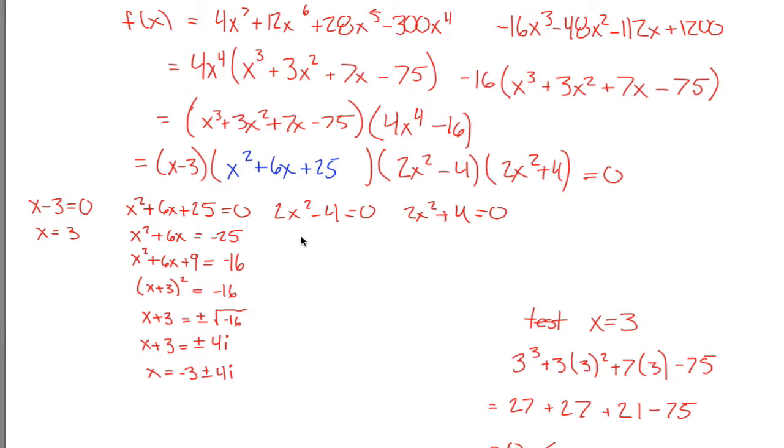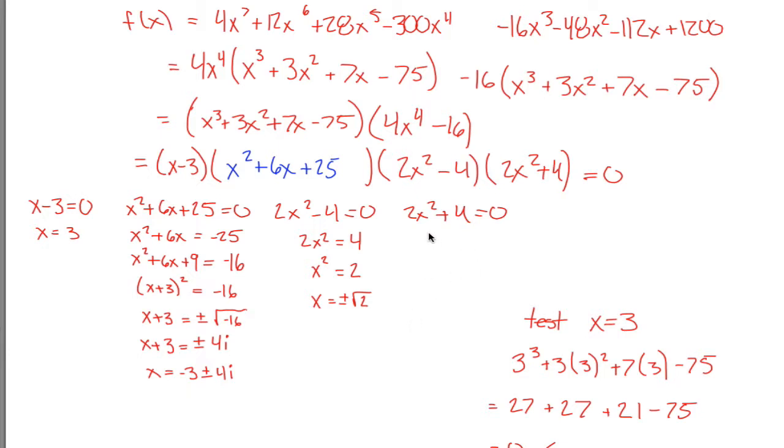Over here, I only have the letter x written one time, so I can solve for it. Add 4 to both sides of the equation, and I get 2x squared is equal to 4. Divide both sides by 2, and I get x squared equals 2. Take the square root of both sides, and I get x equals plus or minus the square root of 2.